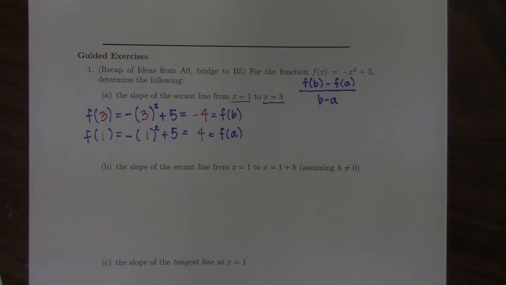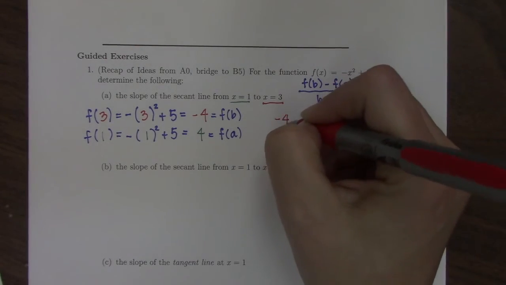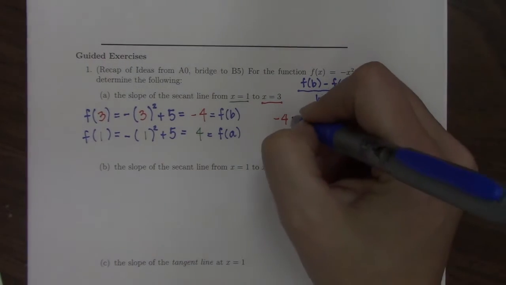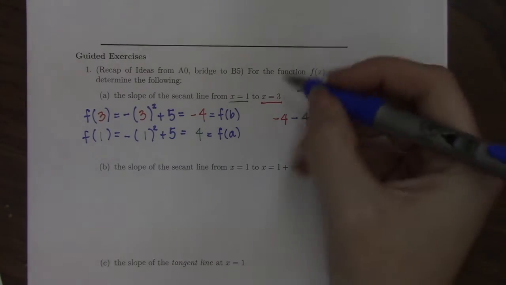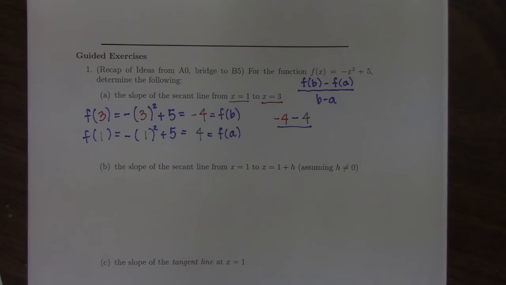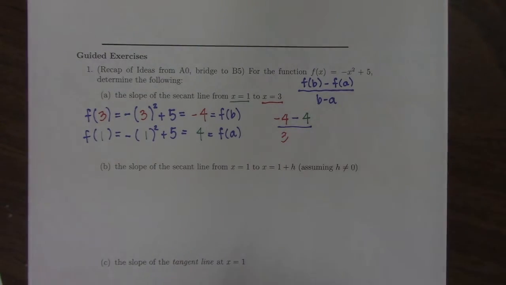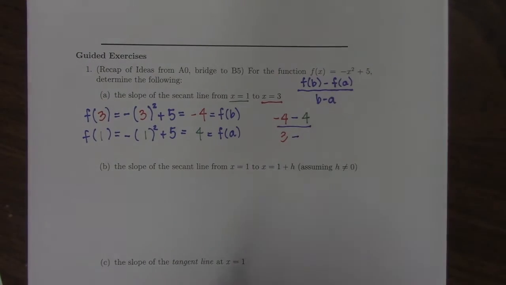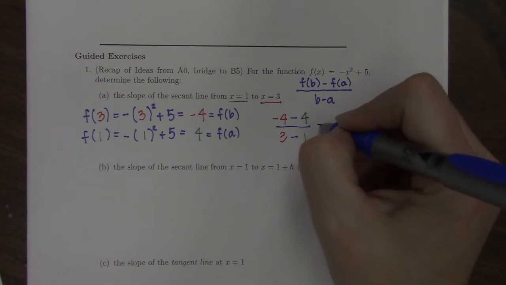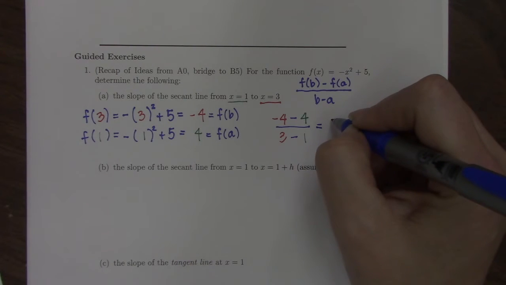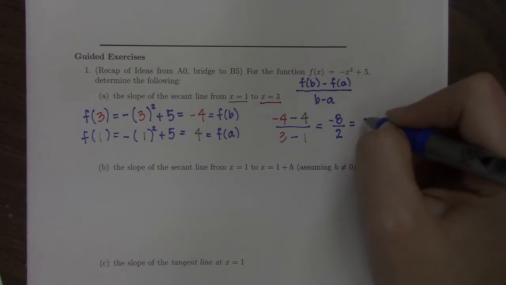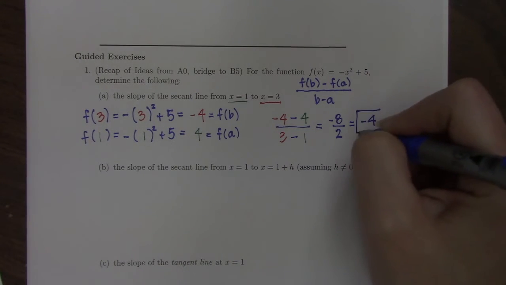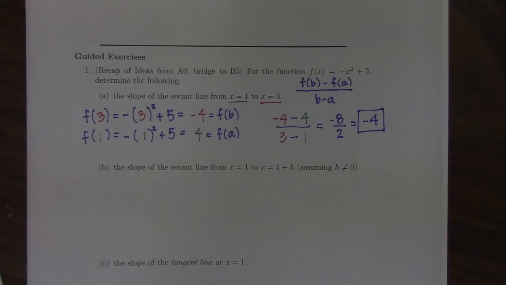So now I've got negative 4 minus f of a, which was 4, all over b, which was 3, minus a. So when we compute this, I get negative 8 in the numerator, 3 minus 1 is 2, and negative 8 divided by 2 is negative 4. So there is my secant slope.